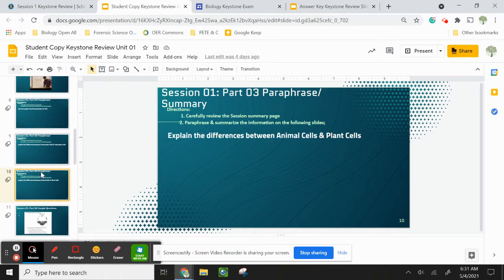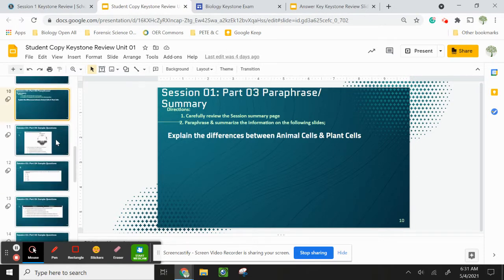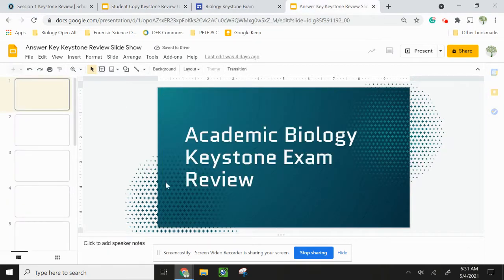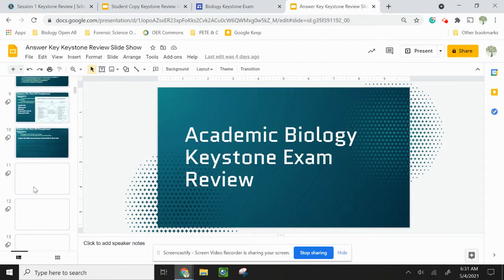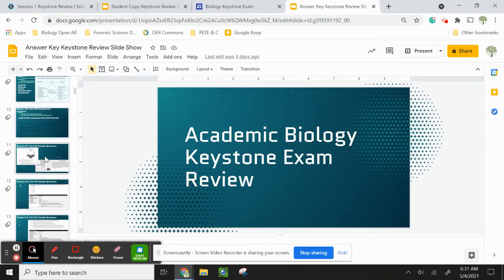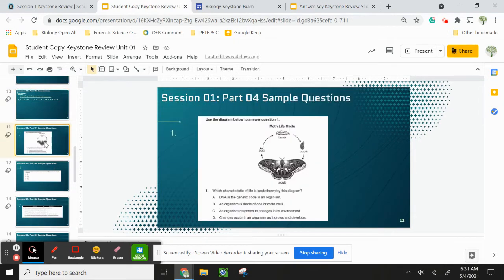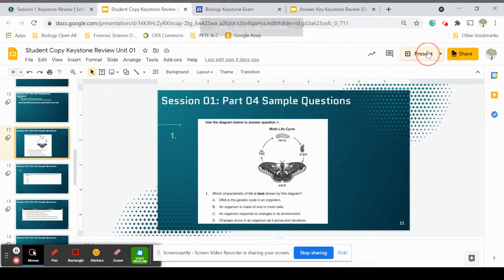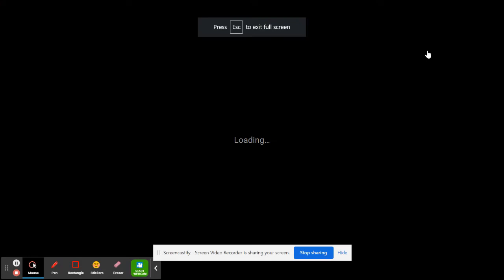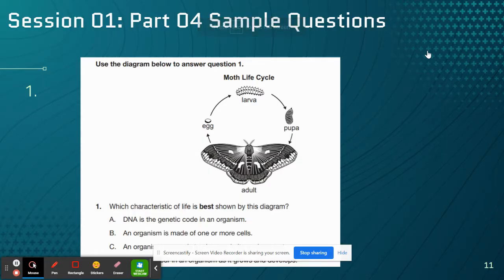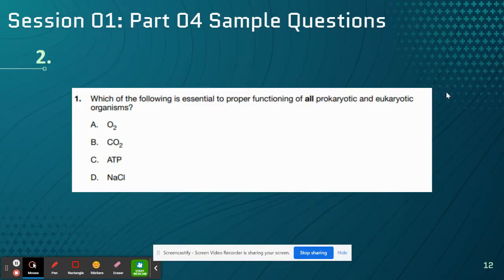If you did finish that, today we are working on our sample questions, and you're going to be working in the Ed puzzle to complete the sample questions, and I'm going to be going through everything with you. So starting with sample question number one, we're going to bounce back and forth a little bit.